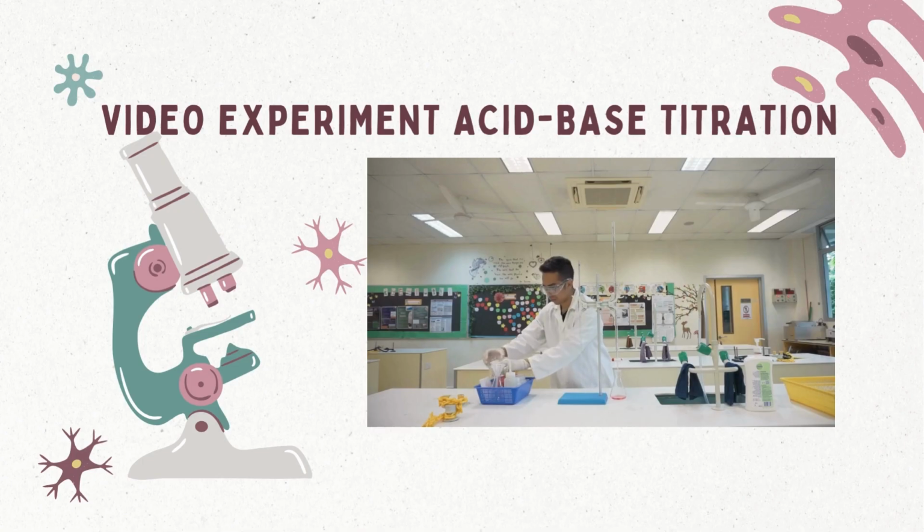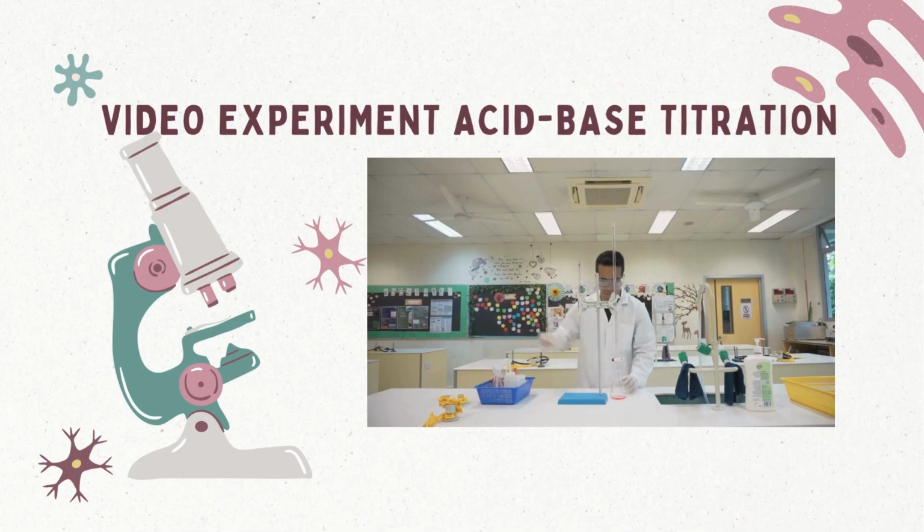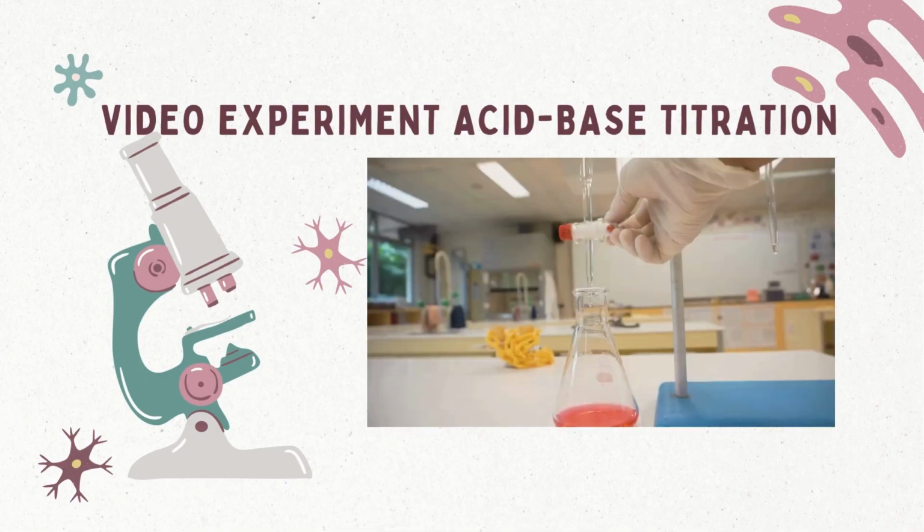Now place the flask underneath the tap of the burette. Remember to place the white tile underneath the flask. This will help you get a better assessment of the color of the solution in the flask. You are now ready to begin your first trial. The objective of this trial is to get a rough estimate of the endpoint.